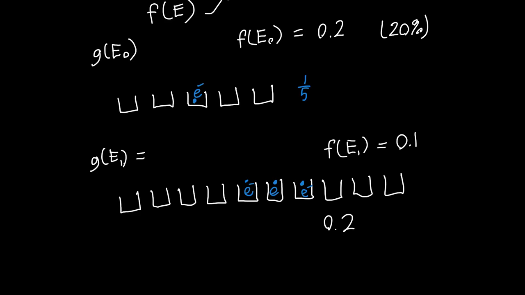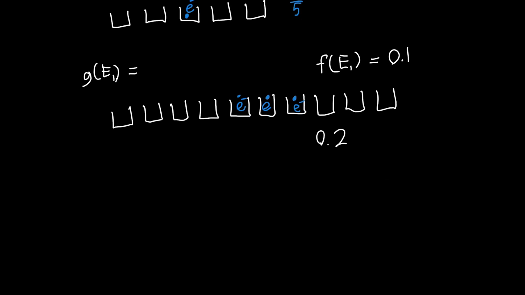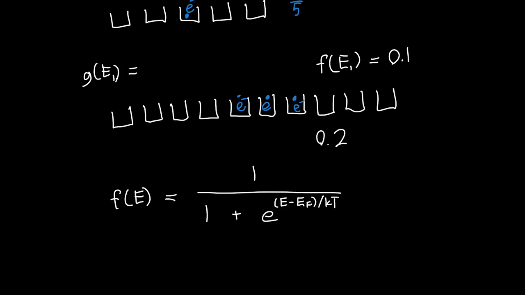So enough mucking around. What is the Fermi function? How can we write it down? Well, here, I'll just give it to you. The derivation is extremely painful if you don't know a lot of thermodynamics, but it has this form. So it's 1 over 1 plus e to the energy minus this constant called the Fermi energy, divided by the Boltzmann constant times the temperature.